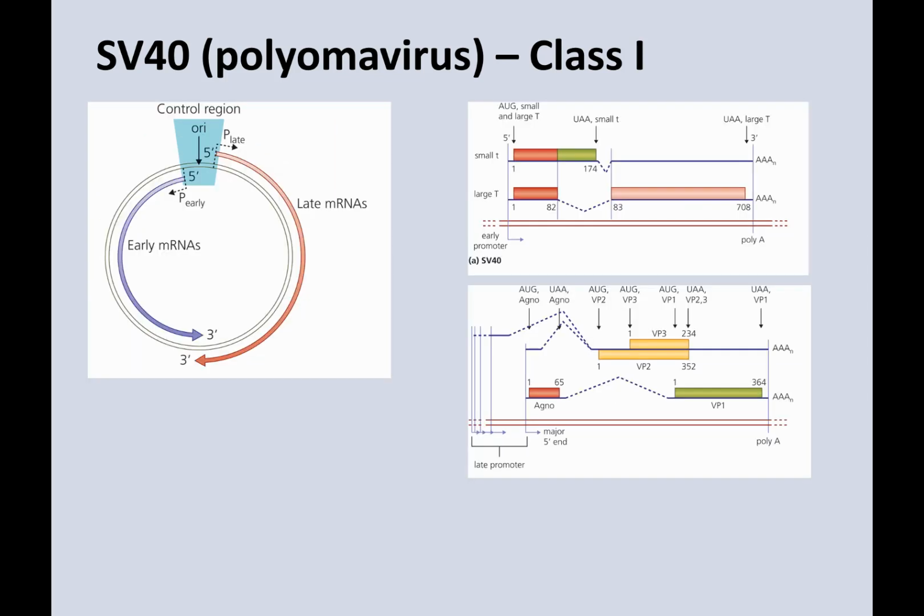SV40 is also a class 1 double-stranded DNA virus. It again has 2 promoters, an early and a late. It makes only a couple RNAs. The reason I want to show you over here is that they use alternative splicing and alternative start sites in order to express the genes. So very similar to some of the strategies we see in eukaryotic cells.